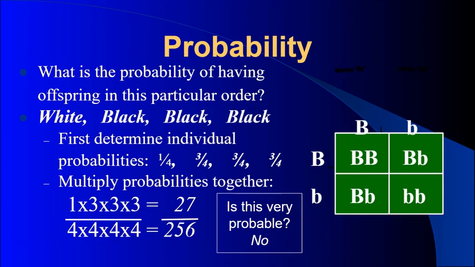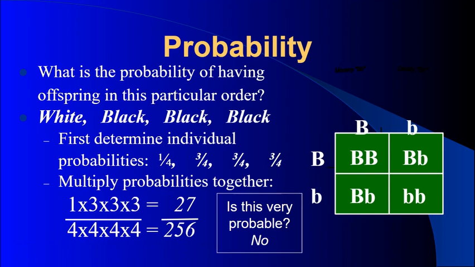Our next problem is asking, what is the probability of having offspring in this particular order? We want the first one white, the second one black, the third one black, and the final one black. So like the last one, we first determine the individual probabilities using our Punnett square. The probability of white is 1/4. Black is 3/4, black is 3/4, and black is 3/4.